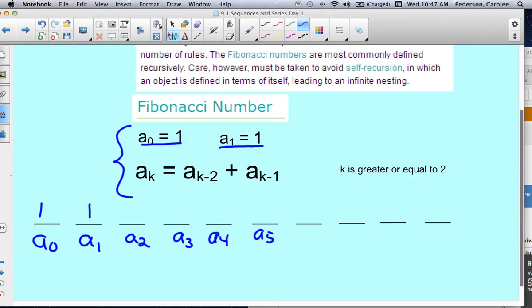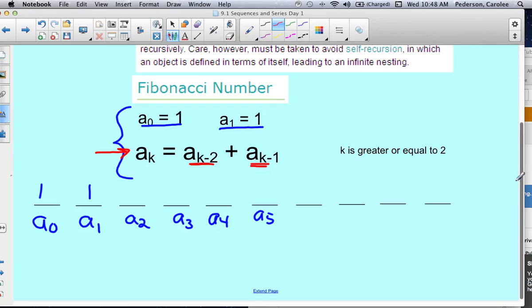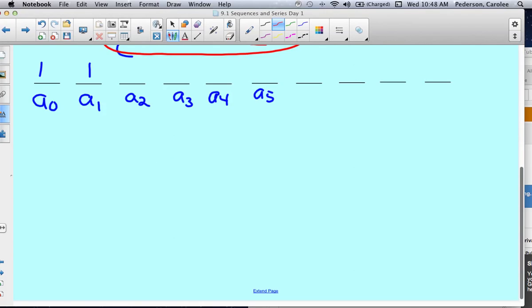And we're going to use this formula. It says a sub k equals a sub k minus 2 plus a sub k minus 1. So we're working with the two previous terms in the sequence. So I'm going to take this piece right here to find the next terms in the sequence.